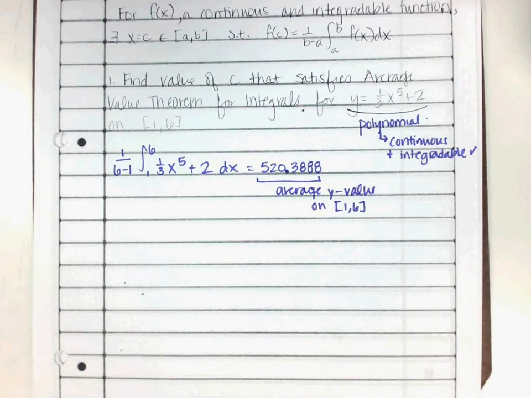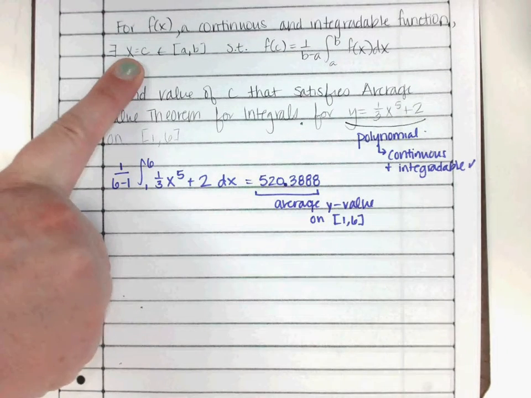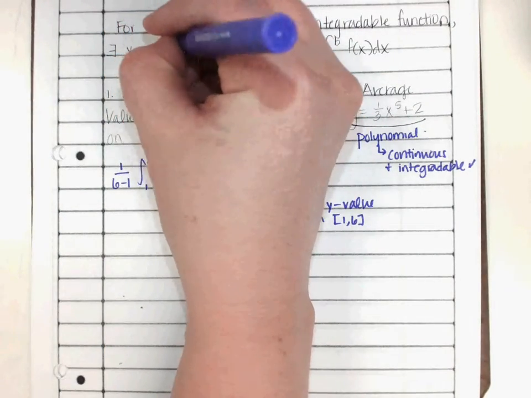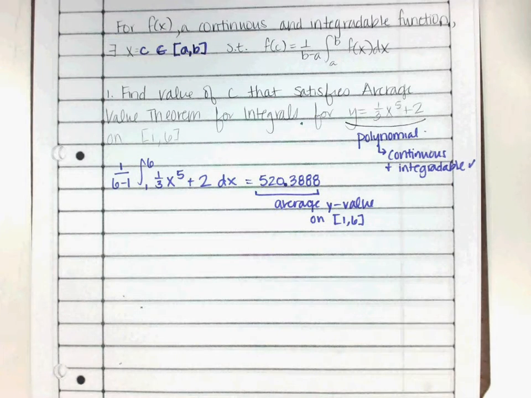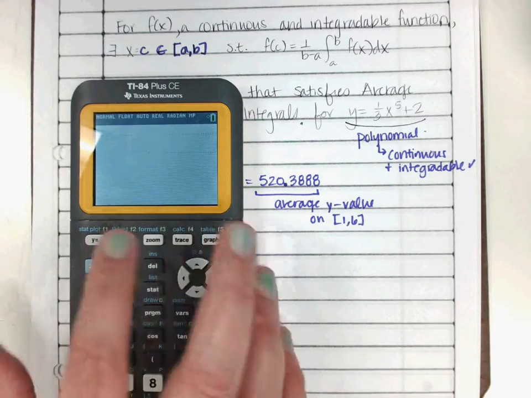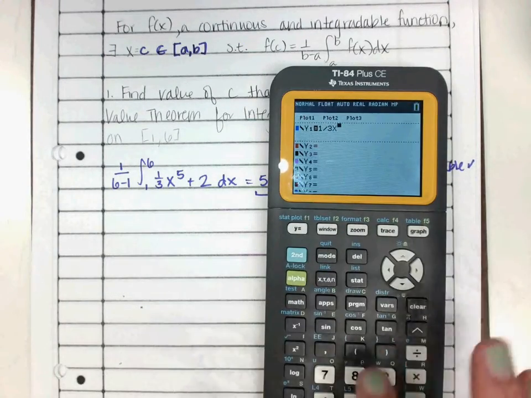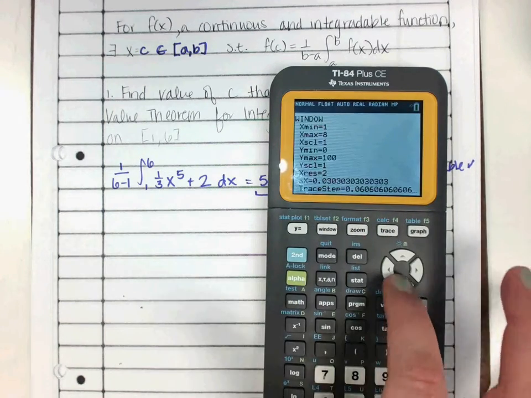Okay, so we are now going to look at the graph of that, and hopefully that will make sense. So first question I have for you is, when I'm trying to find my c, where does my c have to be between? Look at your definition right here. c has to be within a to b. So when I do my graph, I'm not going to look at a whole big window. I really only care about 1 to 6. So in my y equals, I'm going to type it in. So it's 1/3 x to the 5 plus 2. Okay, and then I'm going to go to my window. I'm going to make it 1 to 6.